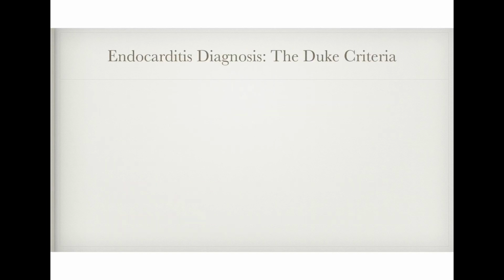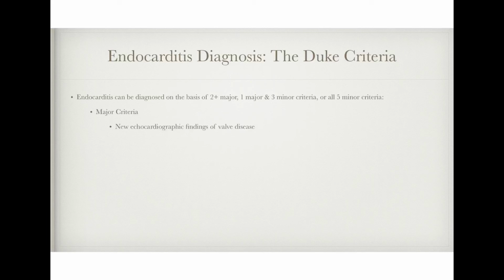In order to diagnose endocarditis, we use the Duke criteria. You can diagnose endocarditis if two of the major criteria are met, one major and three minor criteria are met, or all five of the minor criteria are met. The two major criteria are a new echocardiographic finding of valve disease, such as new valve regurgitation, and two separate sets of blood cultures growing typical causative bacterial organisms, such as the ones we listed before.